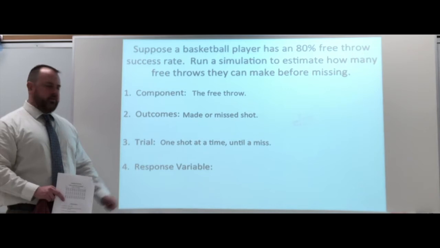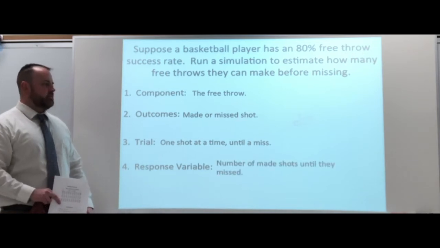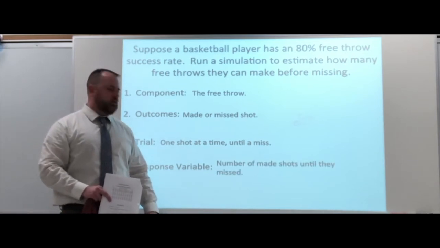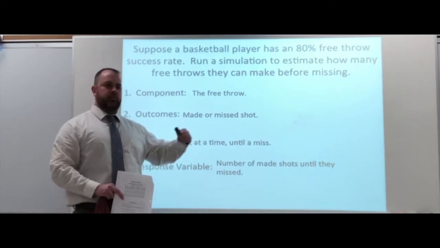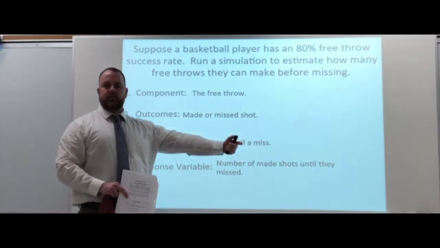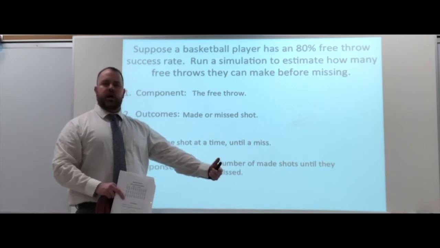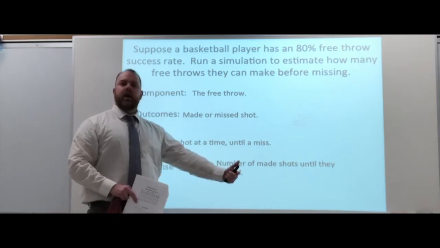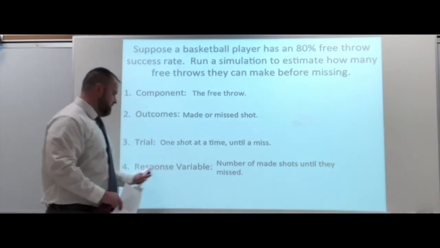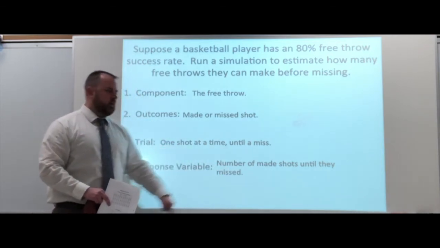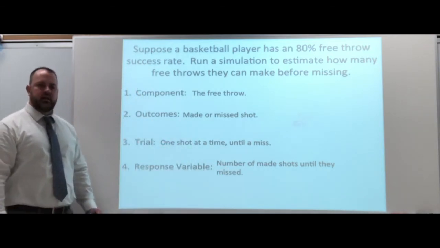The response variable is the number of made shots until they missed. So we're counting made shots. He made 5, he missed on the 6th, so 5 is how many he made. He took 8 shots, he missed on the 9th, so 8 is how many he made. This is looking at the entire trial. Again, here are the pieces you're going to need to put together.